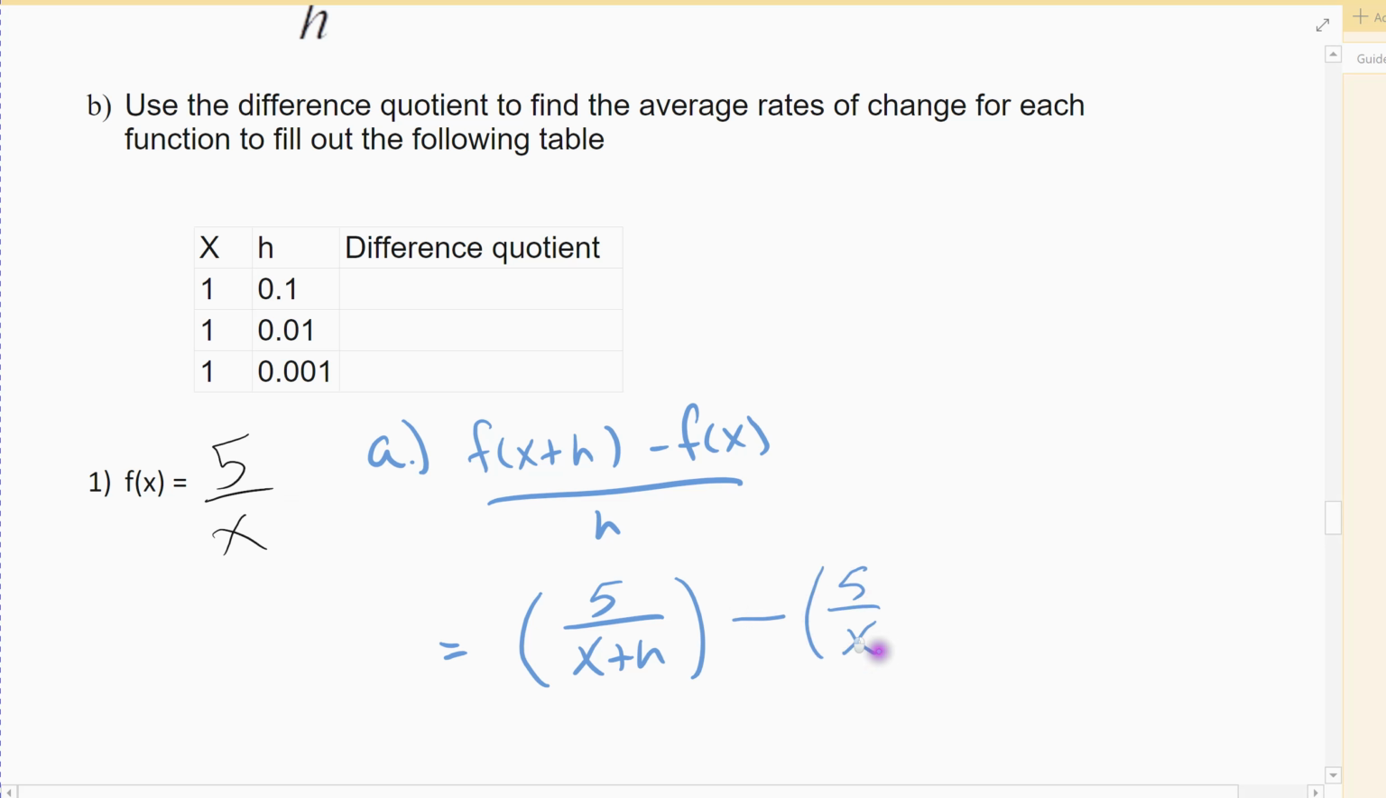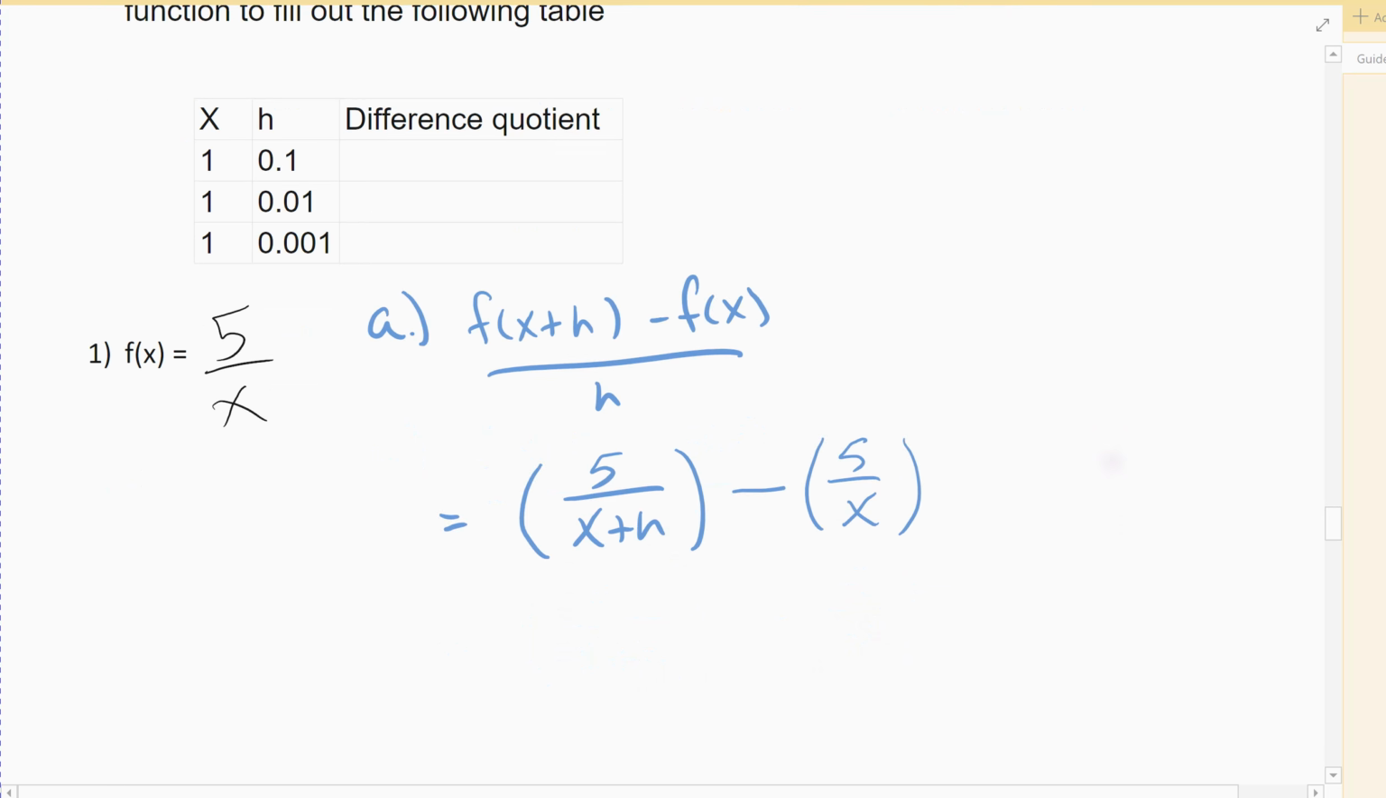And so you type that in. With fractions, I always put parentheses around them, so remember it's minus that entire fraction. So that's the first part: f of x plus h minus f of x, and then that whole thing divided by h. Now we're going to manipulate it and simplify it.